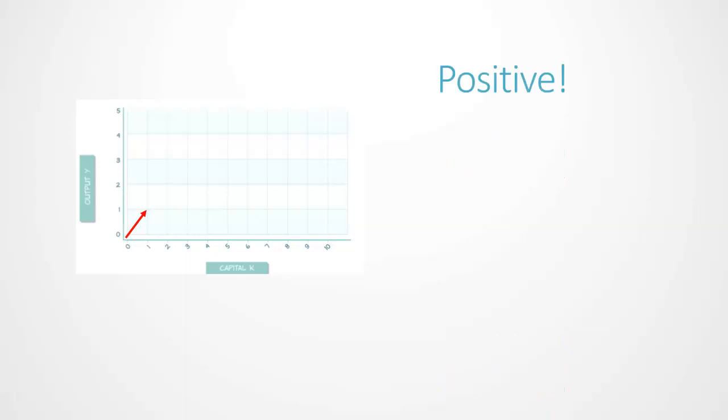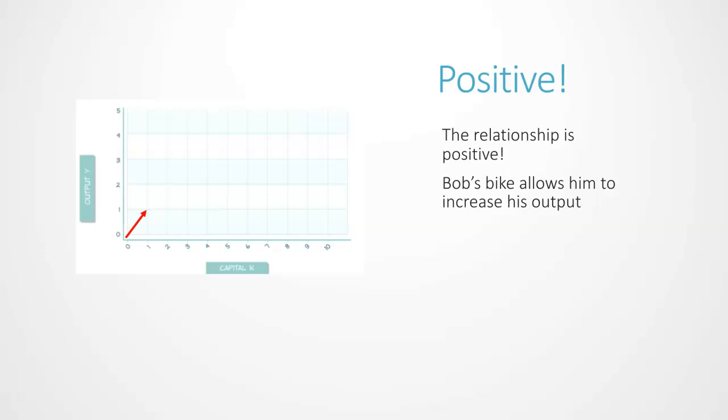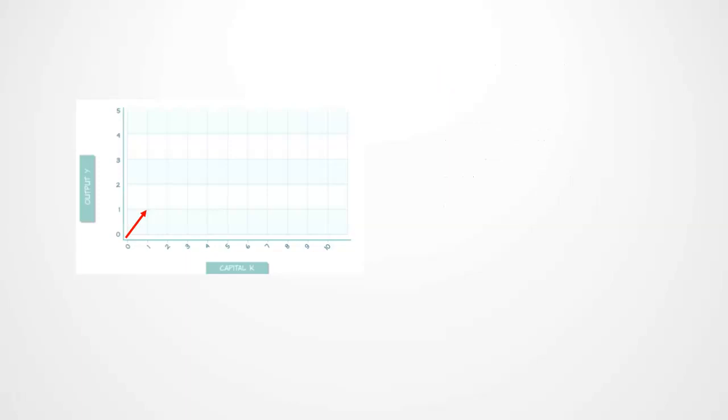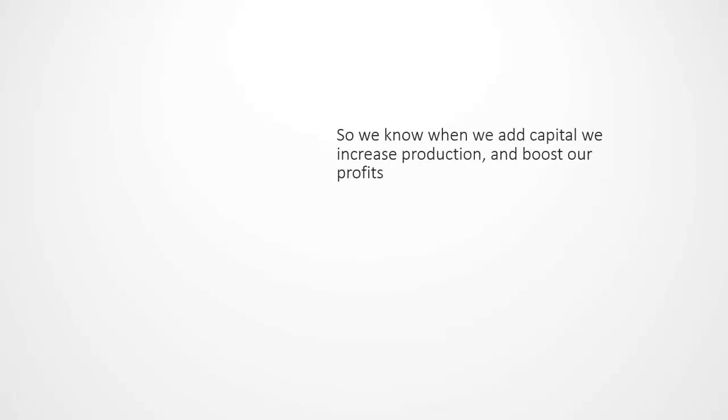The relationship is positive. Bob's bike allows him to increase his output. As you see, this is a good start, and his output is going up to 1, which is good news. His bikes are going to increase his output, and his deliveries become more positive for him, increasing profits and making his deliveries more successful for the customers. The next diagram will show the improvements, with more arrows involved. So we know when we add capital, we increase production and boost our profits.